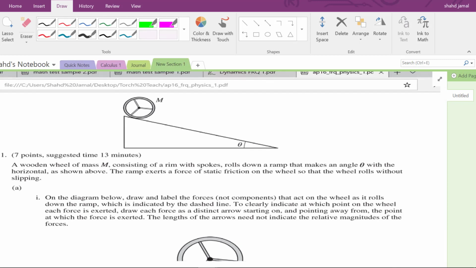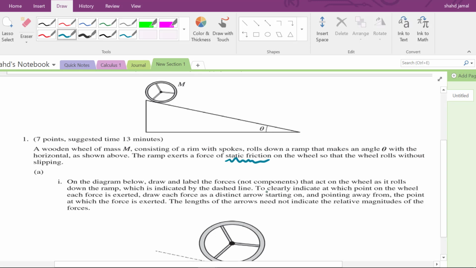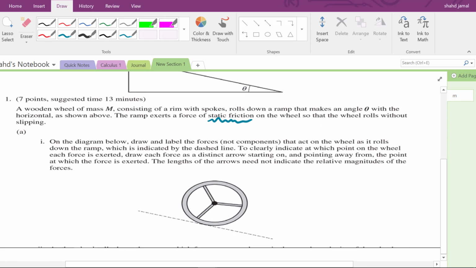Okay, here, a wooden wheel of mass m consisting of a rim with spokes rolls down a ramp that makes an angle theta with the horizontal, as shown above. The ramp exerts a force of static friction on the wheel so that the wheel rolls without slipping. On the diagram below, draw and label the forces, not components, that act on the wheel as it rolls down the ramp, which is indicated by the dashed line. To clearly indicate at which point on the wheel each force is exerted, draw each force as a distinct arrow starting on and pointing away from the point that it's exerted.